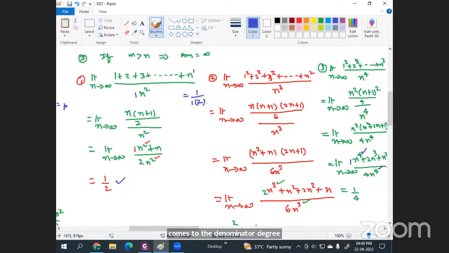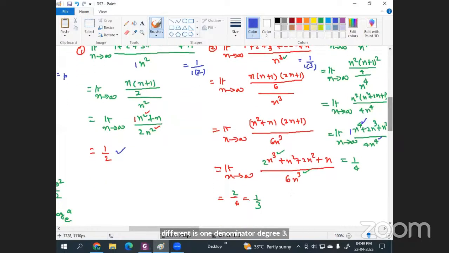Here n square, coefficient is 1. Next, here we have the degree. In the numerator the degree is 2, and in the denominator the degree is 3. The difference between them is 1. So the difference is 1, the denominator degree is 3, and its coefficient is 1. So your answer is 1 by 3.